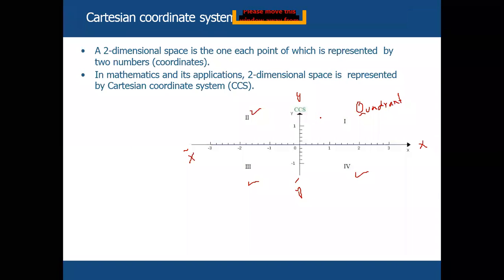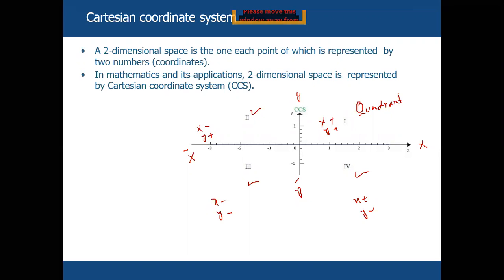In the first quadrant, both x and y are positive. In the second quadrant, x is negative but y is positive. In the third quadrant, both are negative, x negative and y negative. In the fourth quadrant, x is positive but y is negative. So you can see the coordinate system is a two-dimensional system. In a two-dimensional system, we need two coordinates, two numbers, to specify a location.